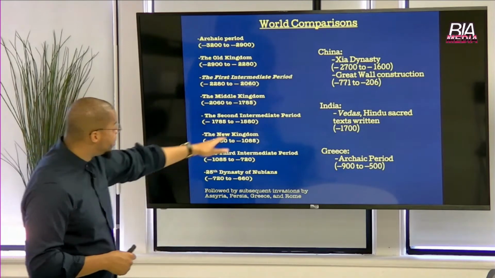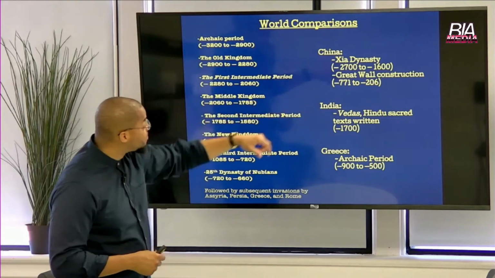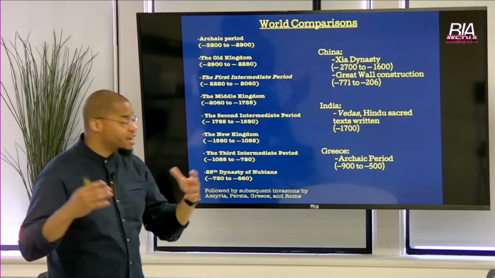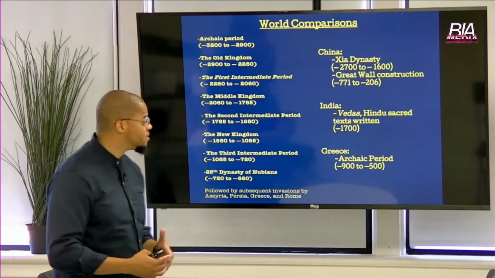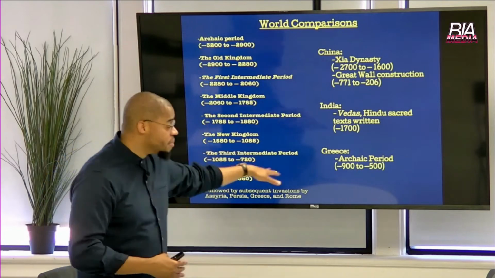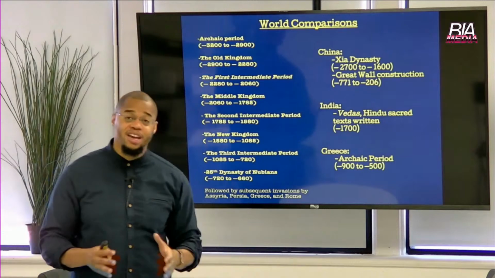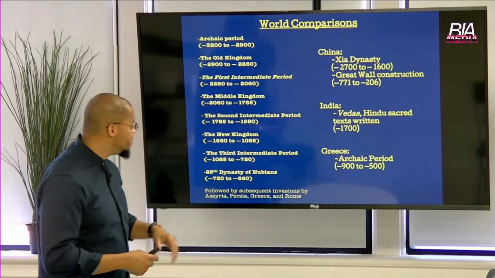And again, compared to what's going on in the rest of the world, this is around the same time that China's first dynasties are emerging. This is around the same time that the Vedas, the sacred texts of the Hindus, is being written in India, and Indian civilization is blossoming. But this is way before we see anything happening in Greece. Greece doesn't start to emerge until 900 BCE. It's a much later time.